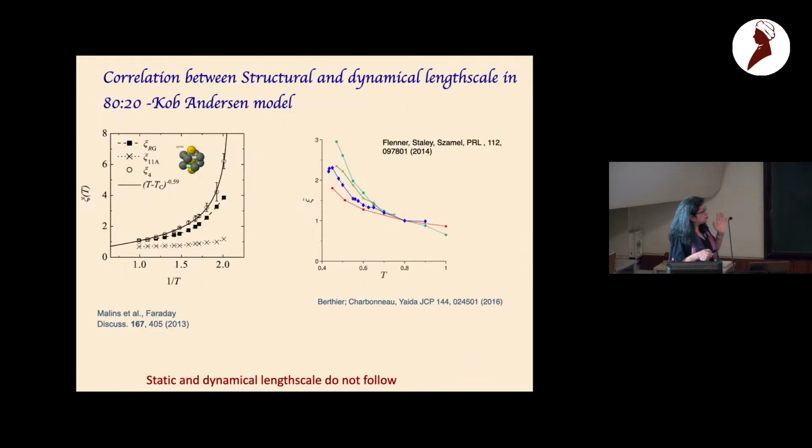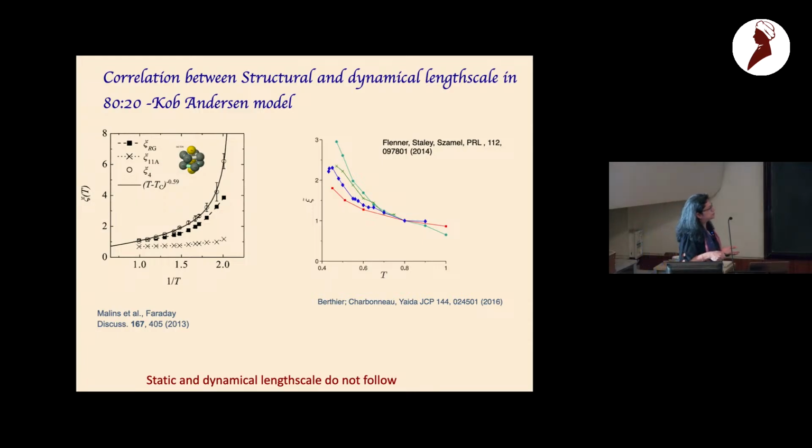And just a quick review of what happens in the Kob-Andersen model. This is Paddy's work again. He has shown that the dynamic length scale, and this is the LFS he has already introduced, so I don't have to talk much about it. It's the twisted bicapped square anti-prism structure, which I will refer to as the 11A structure. Here you can see that the LFS does not grow, whereas the dynamic length scale grows.